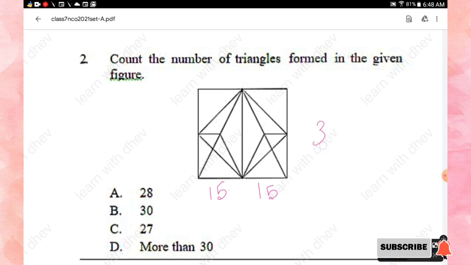So totally 30, and we have to count one more triangle, the bigger triangle, this one. So 30 plus 1 gives 31. So what would be your answer? Yes, it's option D, more than 30.